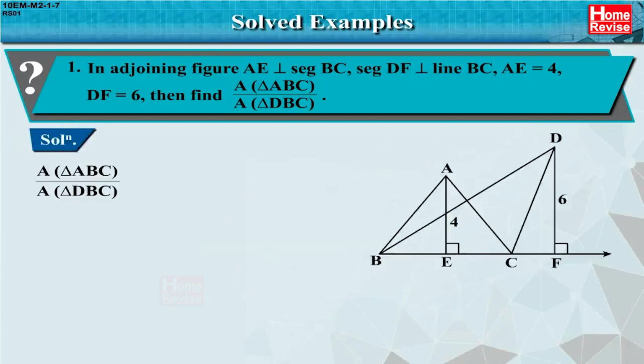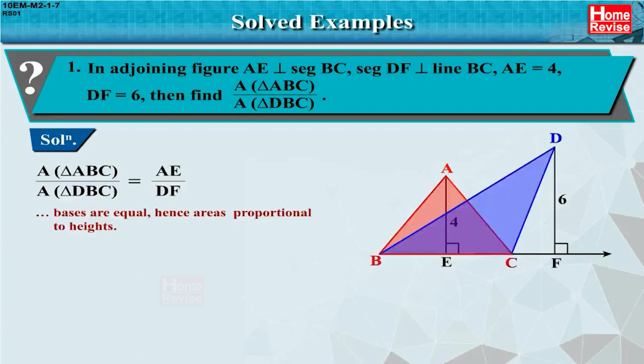Solution. Area of triangle ABC upon area of triangle DBC is equal to AE upon DF. Bases are equal, hence areas are proportional to heights, which is equal to 4 upon 6, which is equal to 2 upon 3.